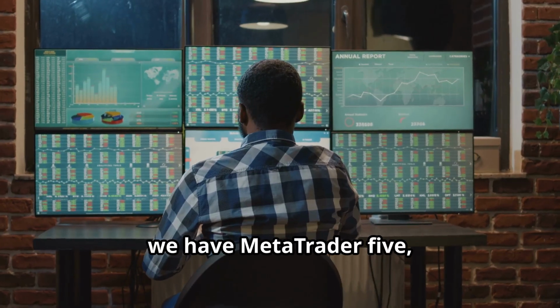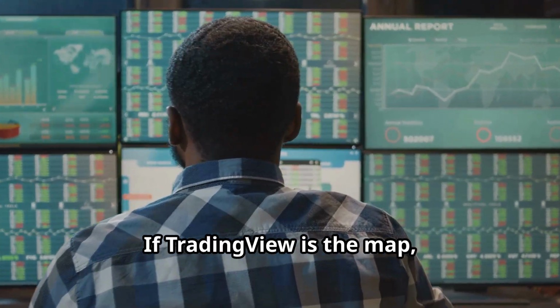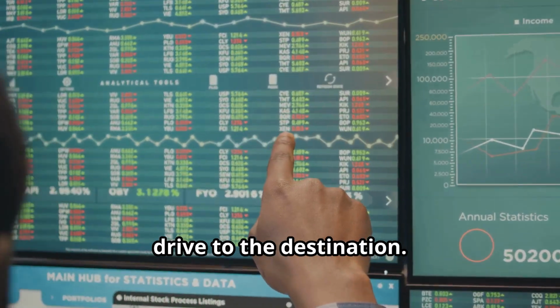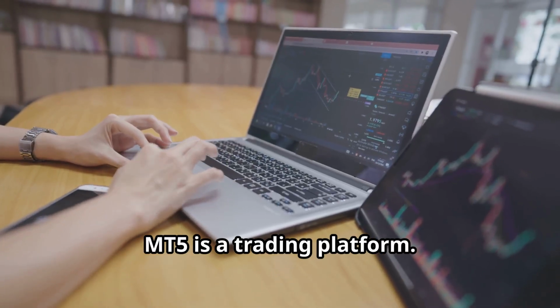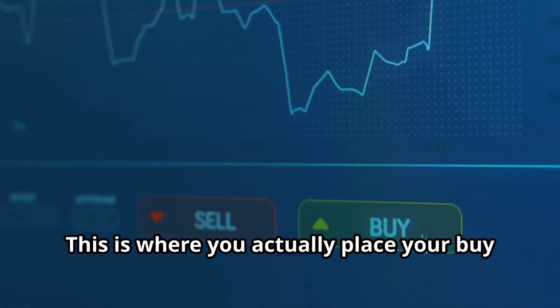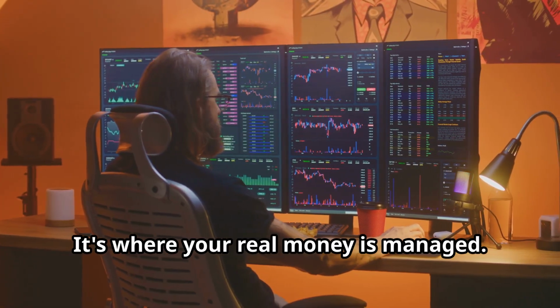Now on the other side, we have MetaTrader 5 or MT5. If TradingView is the map, then MT5 is the car you use to actually drive to the destination. MT5 is a trading platform. It's the software that connects directly to your broker. This is where you actually place your buy and sell orders. It's where your real money is managed.